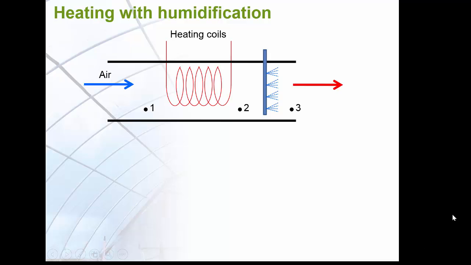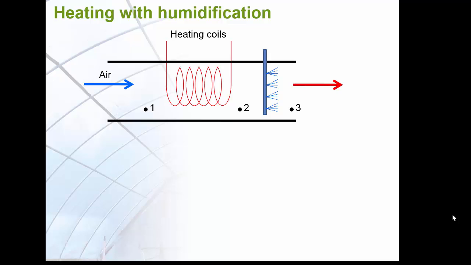As you can see from the previous example in our discussion of sensible heating, through the sensible heating process, the relative humidity of the air is reduced. So in terms of air conditioning applications, for certain applications, the sensible heating creates very dry air, and that may not be very comfortable. And in some industrial processes, we also need some humidity and moisture in the air.